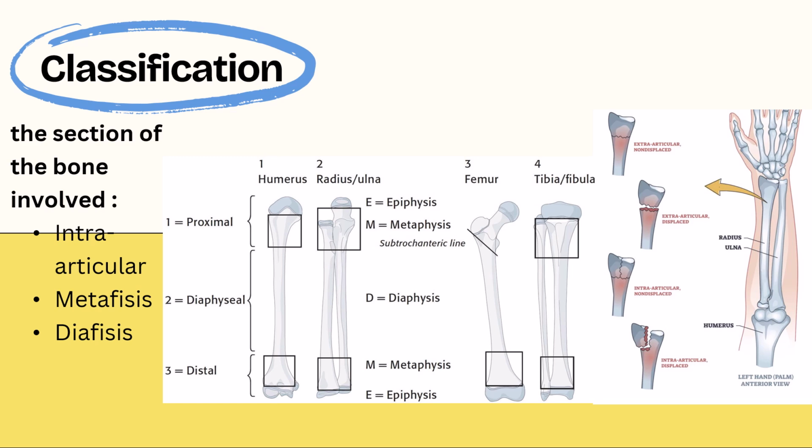The classification of fracture based on the section of the bone involved. First, intra-articular, and then metaphysis and diaphysis. Intra-articular means the fracture involves the joint. And then metaphysis, where is metaphysis? This is metaphysis, and this is diaphysis.